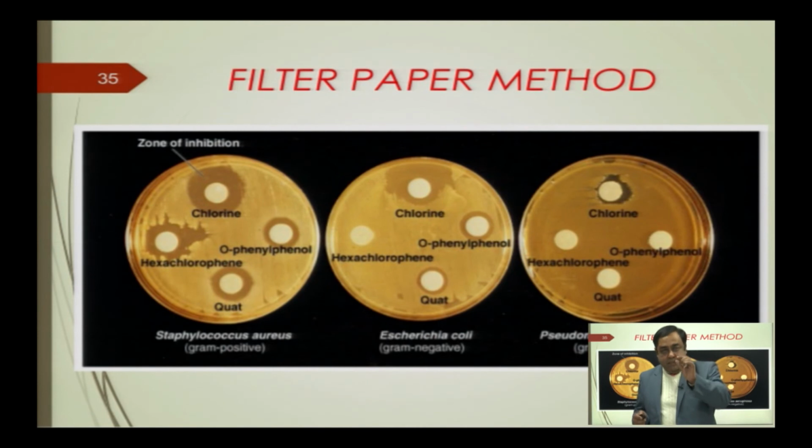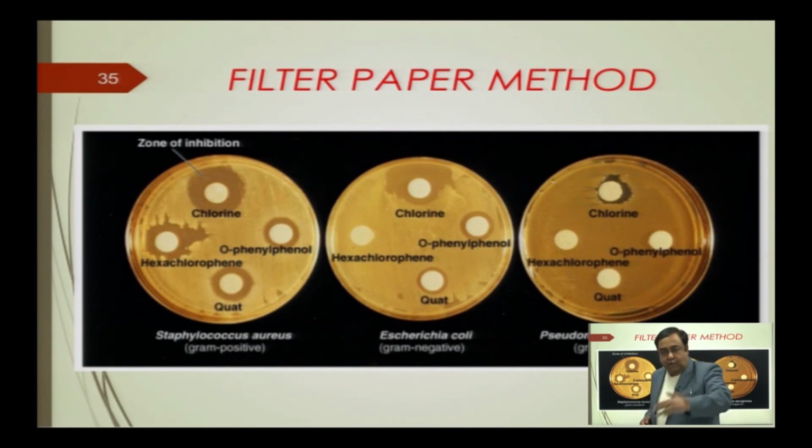One chemical substance may be active against gram positive, absolutely inactive against gram negative. Similarly, another chemical may be very active against gram negative, with absolutely no action against gram positive. And the concentration at which the zone of inhibition just begins to appear is known as minimum inhibitory concentration.